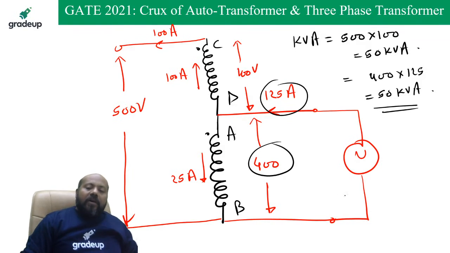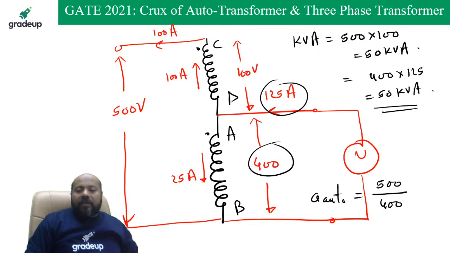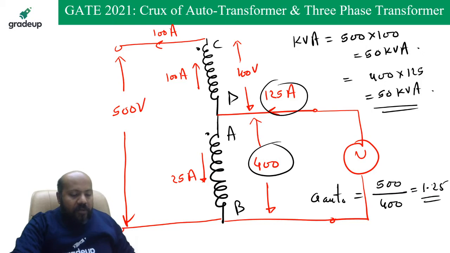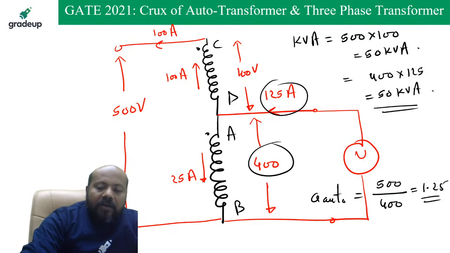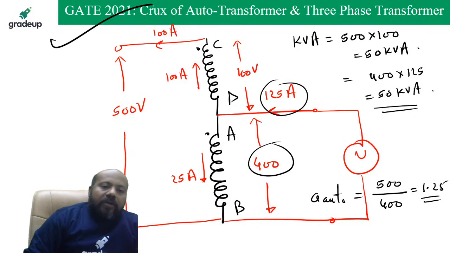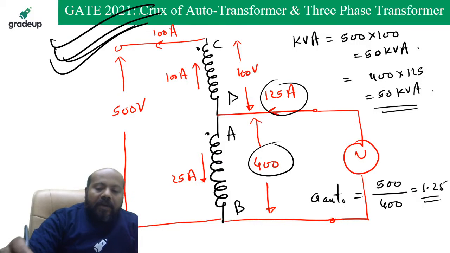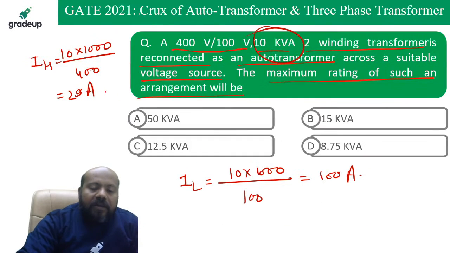Now what is the auto transformer turns ratio? It is going to be high voltage side voltage divided by low side voltage. It is going to be 1.25. So it is going to be better, close to 1. It means this connection is going to be the better connection, or actually it is the best connection possible.